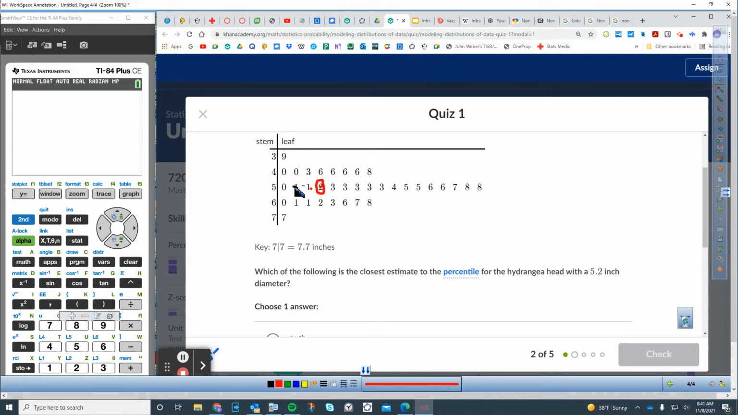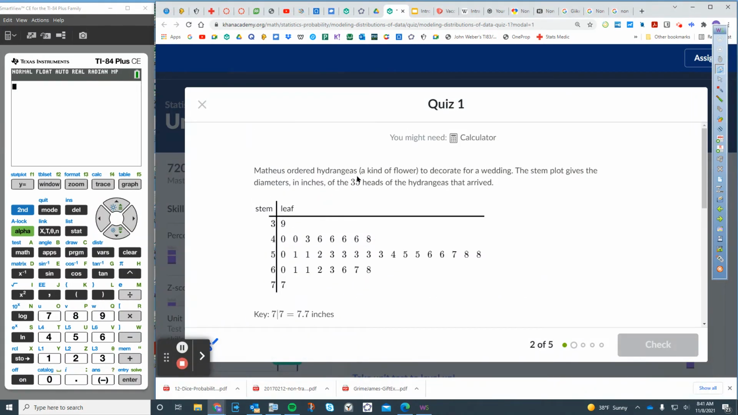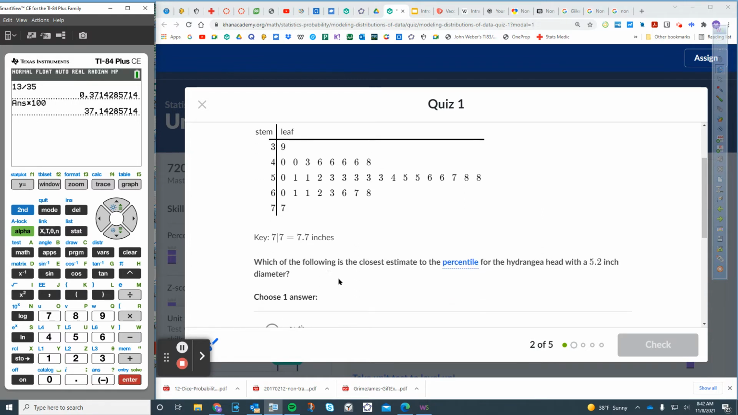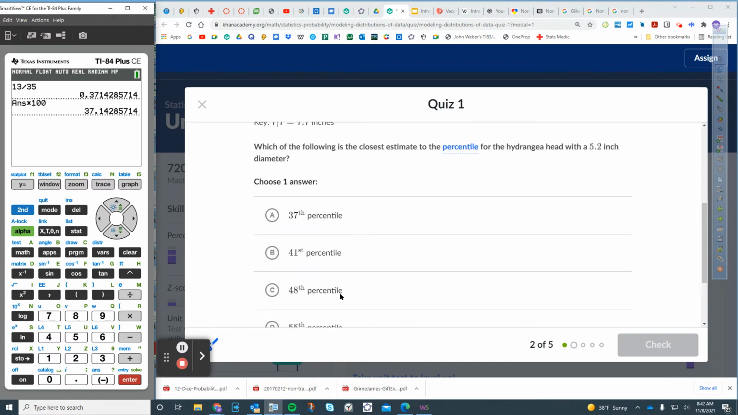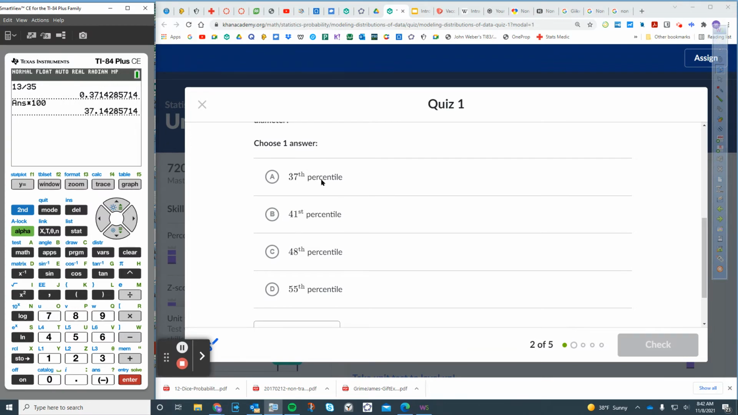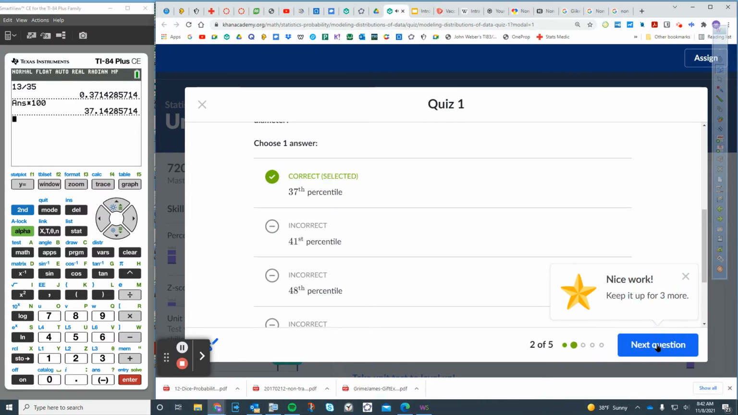So 1, 2, 3, 4, 5, 6, 7, 8, 9, 10, 11, 12, 13. Now, 13 out of how many altogether? So it's 13 out of 35. That's your percentile: 13 divided by 35, and we need to multiply that by 100%. That is about 37, about the 37th percentile.